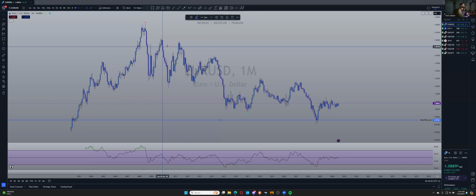Let's share my screen. Okay, here we go. All right, guys. So the first thing I do with EU or any pairs, I'm going to come out and look at the monthly. All right. So what I did here is I marked off the monthly low. That's the only thing I've done so far. Let's go ahead and lock that in place.